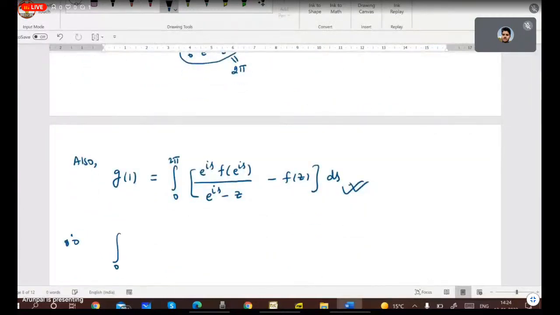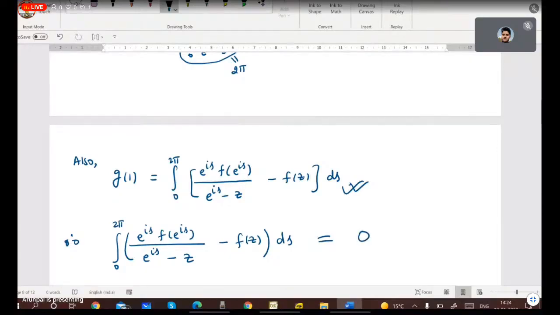So therefore g1, which is nothing but the integral from 0 to 2 pi of e^{is} f(e^{is}) divided by e^{is} minus z, ds. It means this must be equal to the value of g at 0, that is 0. Is this okay, class? So we have used the fact that g1 is equal to g0.